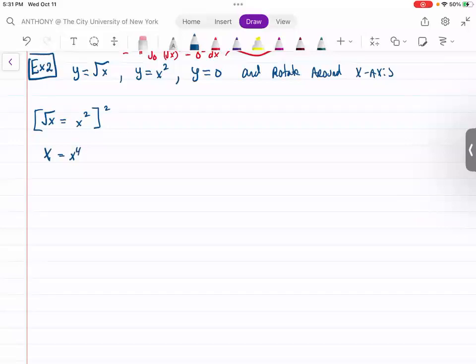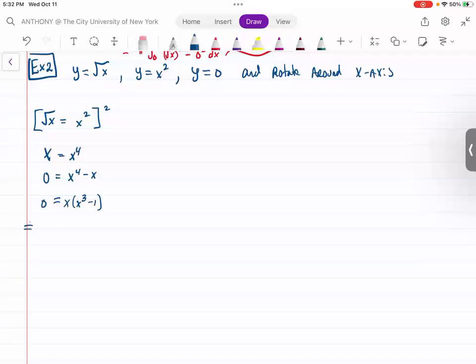Now you subtract x on both sides. This gives you 0 equals x to the fourth minus x. And you solve by factoring, right? What's one thing that x to the fourth and x have in common? X. So if you factor an x out, what do you have remaining inside the parentheses? X cubed minus 1 equals 0.